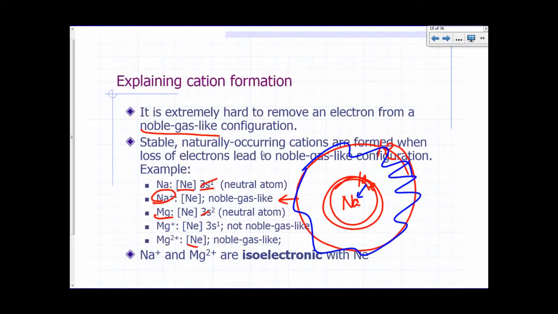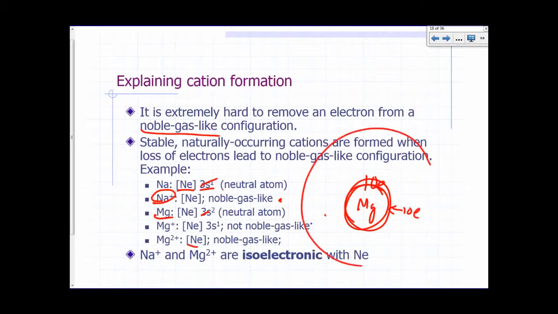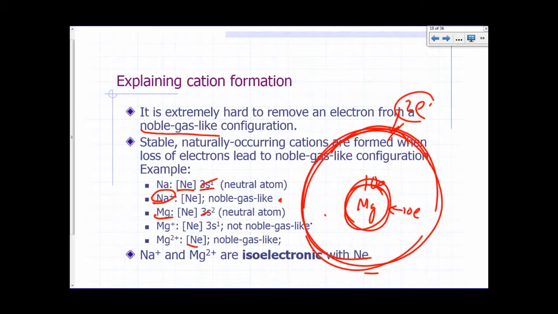Whereas if you have magnesium, you have a neon core again. So you have magnesium, you have a nucleus, you have your core here with 10 electrons again, just like neon, right? And then your outer electrons, you have 2 electrons out here. After you take out the first electron, the second electron is still out there. So it's going to be a little harder to remove that second electron, but not that much harder. But once you've taken out that second electron, it becomes extremely hard to remove the third one.